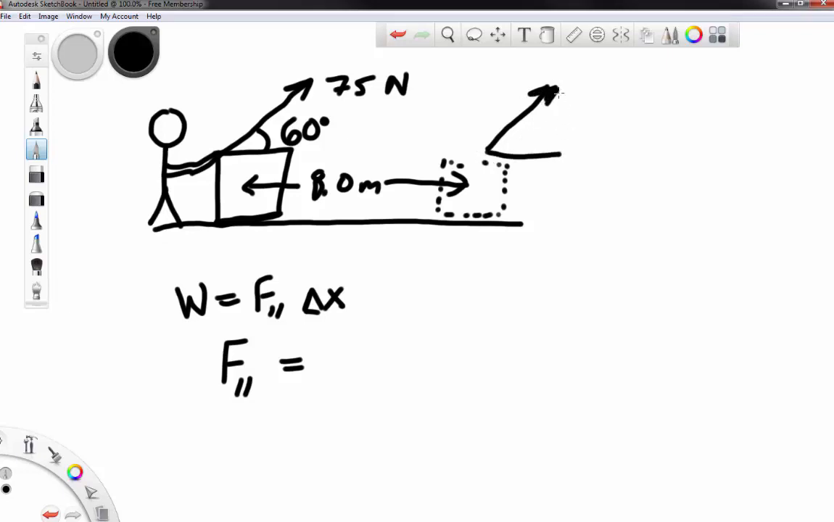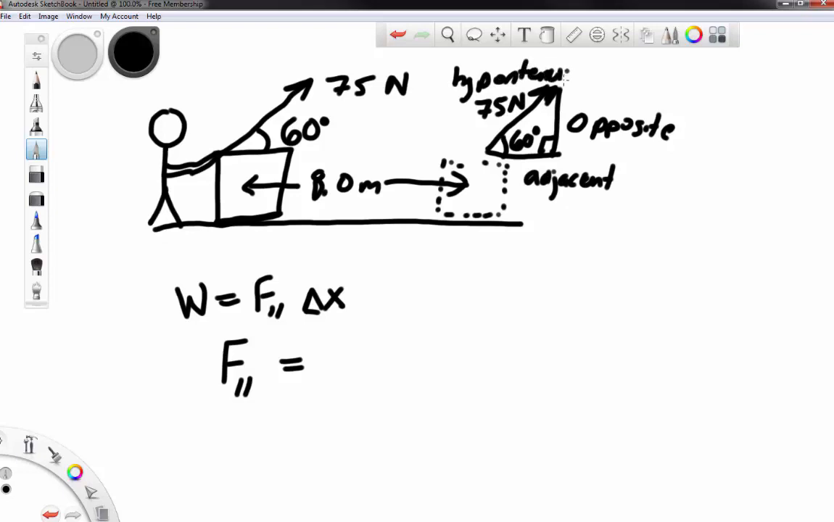Triangle basically is like this. So these two are perpendicular. Here's your 60-degree angle. This one is 75 newtons. And the parallel part is this lower part. So this is adjacent to the angle. This one would be opposite. This one here is actually the hypotenuse. Okay, sorry for the bad handwriting.